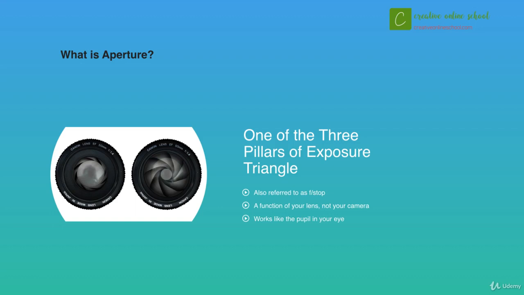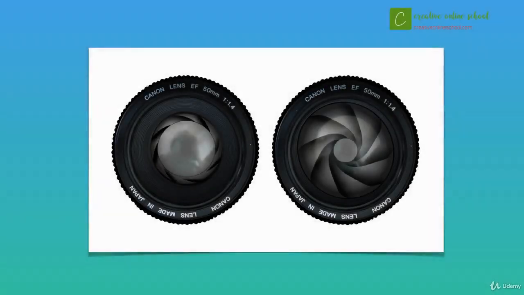Aperture is a diaphragm basically that will either expand for a wide opening, like you see on the lens on the left, or constrict for a narrow opening, like the lens on the right. It works just like the pupil in your eye.